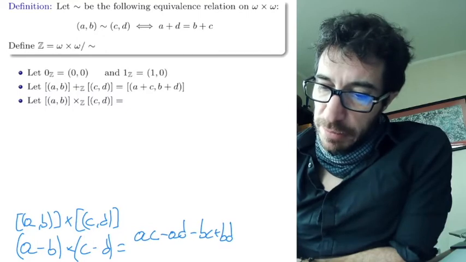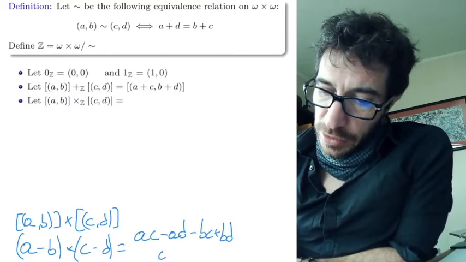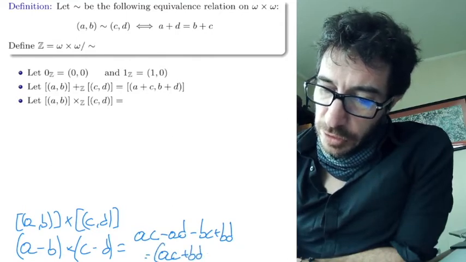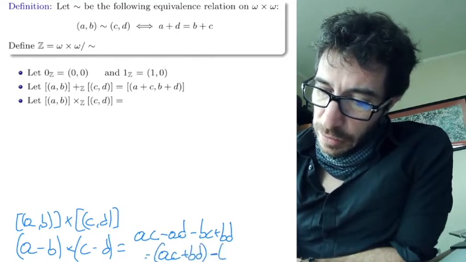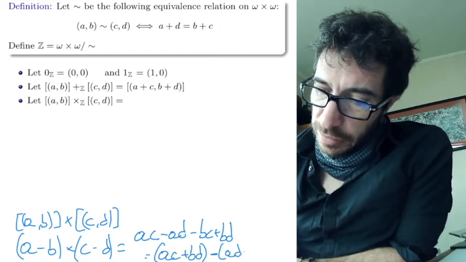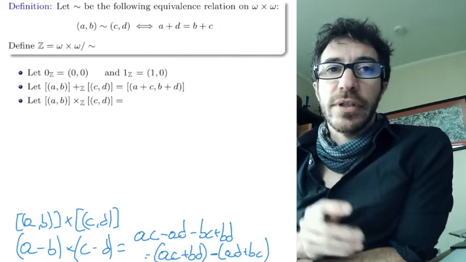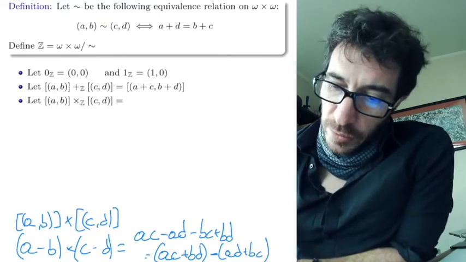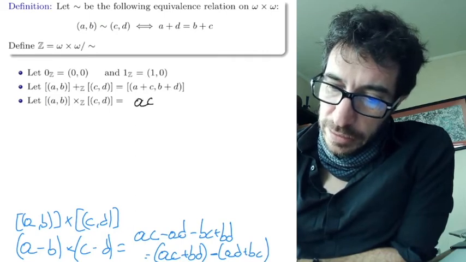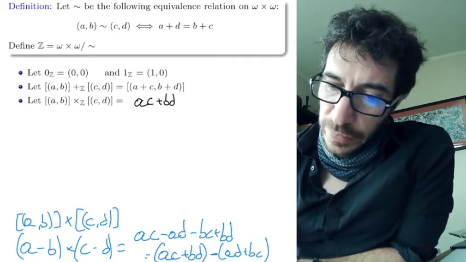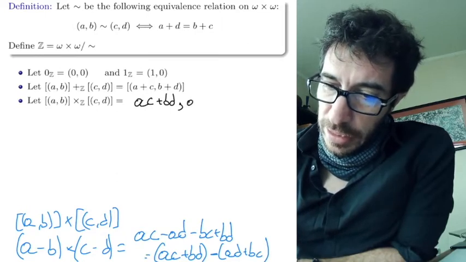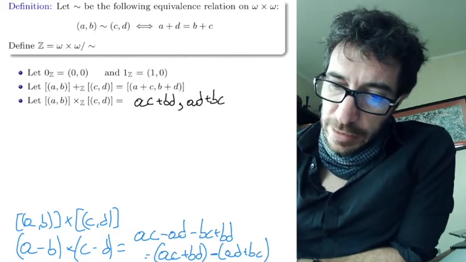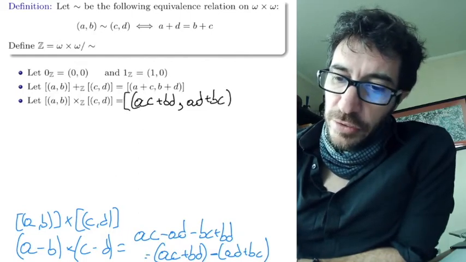So we need to arrange them, and the way we arrange them is AC plus BD, that's positive, because those are all positive, minus AD plus BC. Now those are all positive. So now we have one positive term and another positive term. So that's our guy. We're gonna get AC plus BD on one side of the pair, on the other side AD plus BC. And that's our pair, and then we take the equivalence class of that.